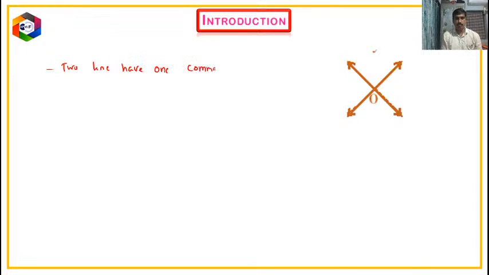Let us observe here, children. If you observe, there is a diagram here. Here in the plane, suppose you draw two lines. The two lines may meet at one point. Two lines have one common point, and in that case we will call those two lines intersecting lines.